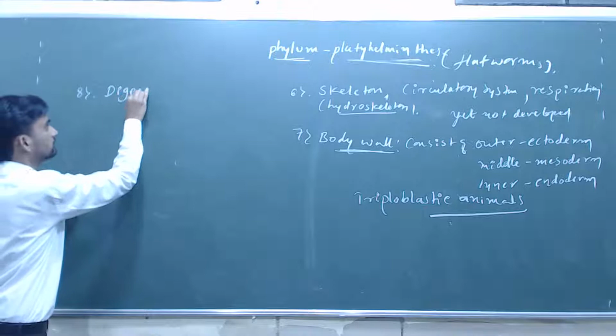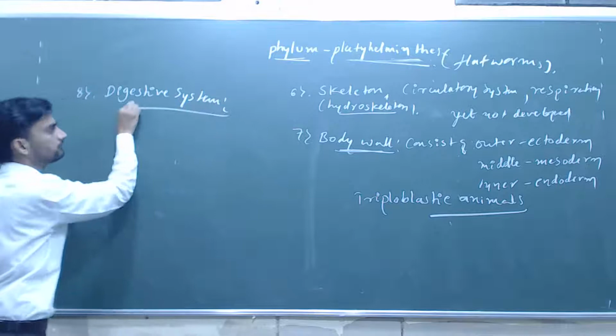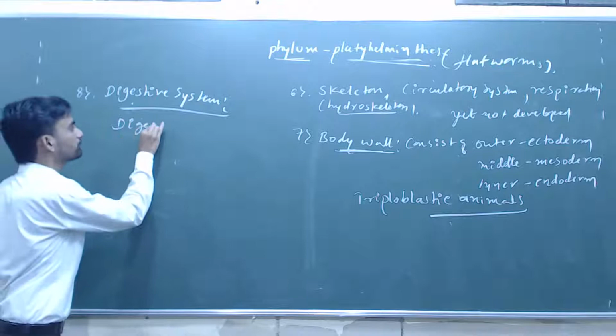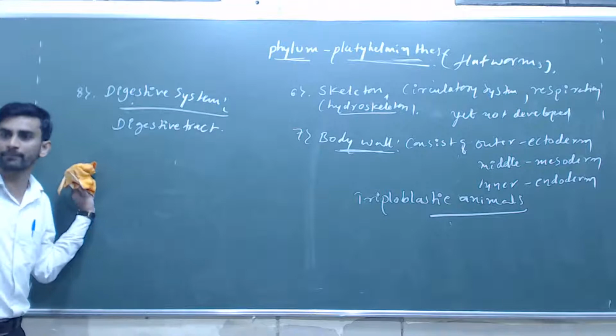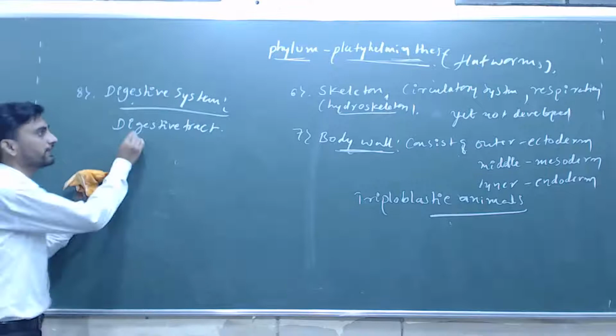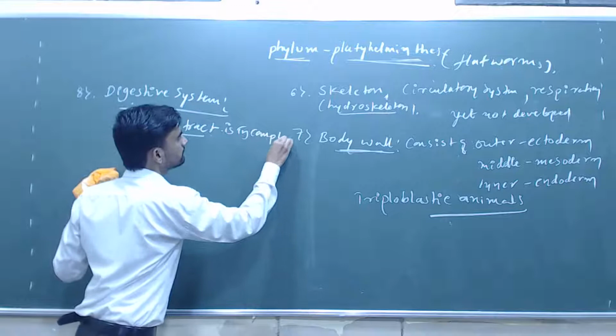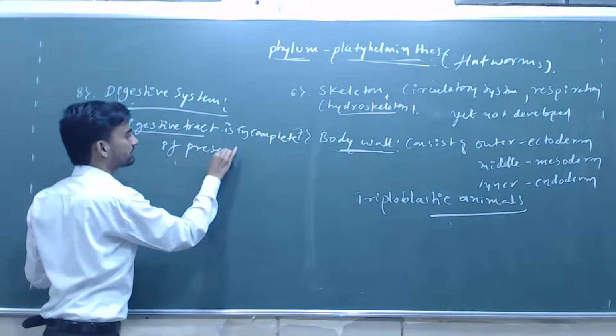Digestive system. So here also, digestive tract. You know, digestive tract means alimentary canal starting from mouth to anus, but here, not even from mouth to anus, it is incomplete. Digestive tract is incomplete, if present. You should add this suffix, 'if present'.